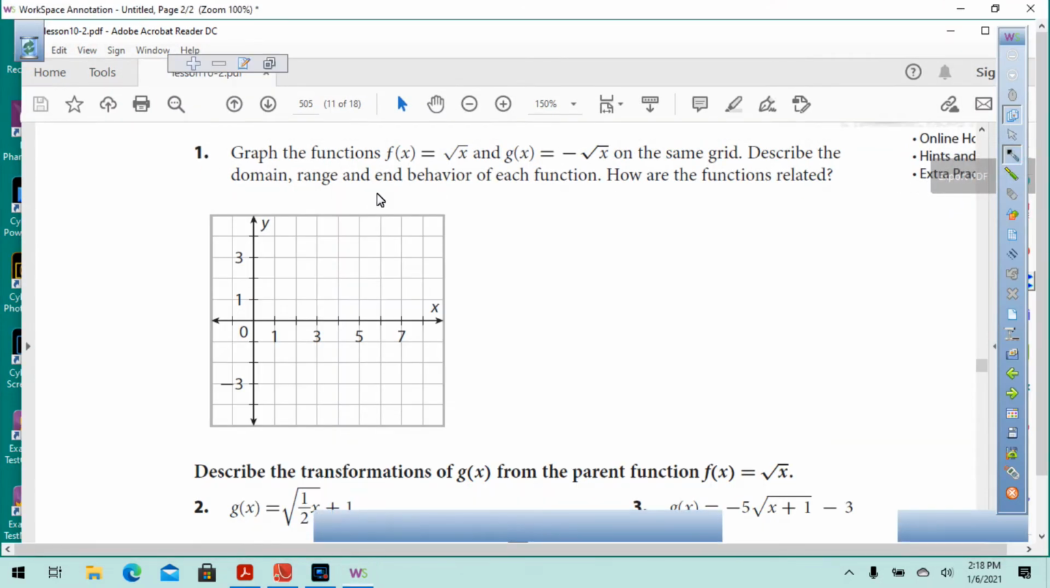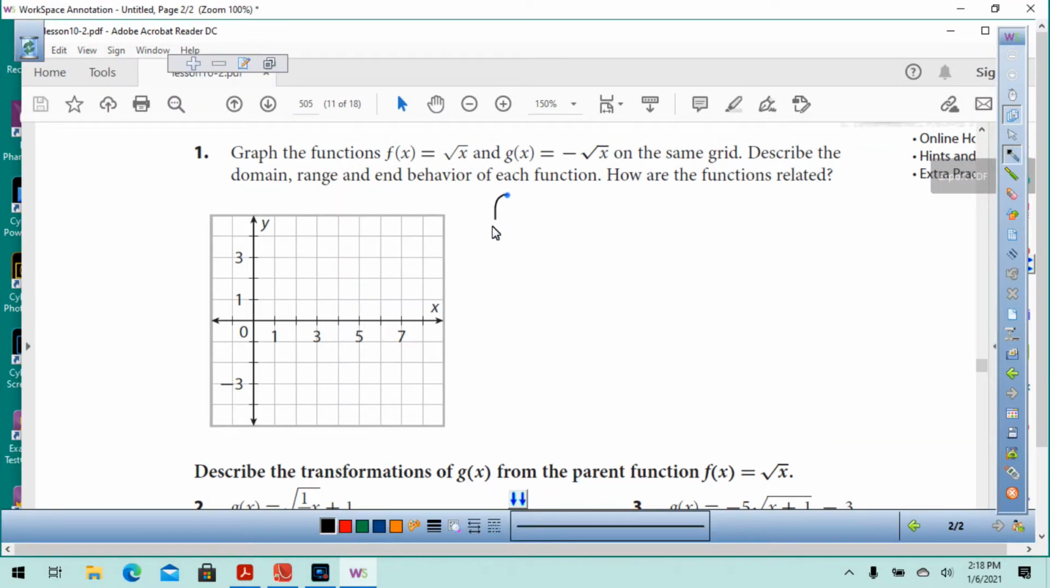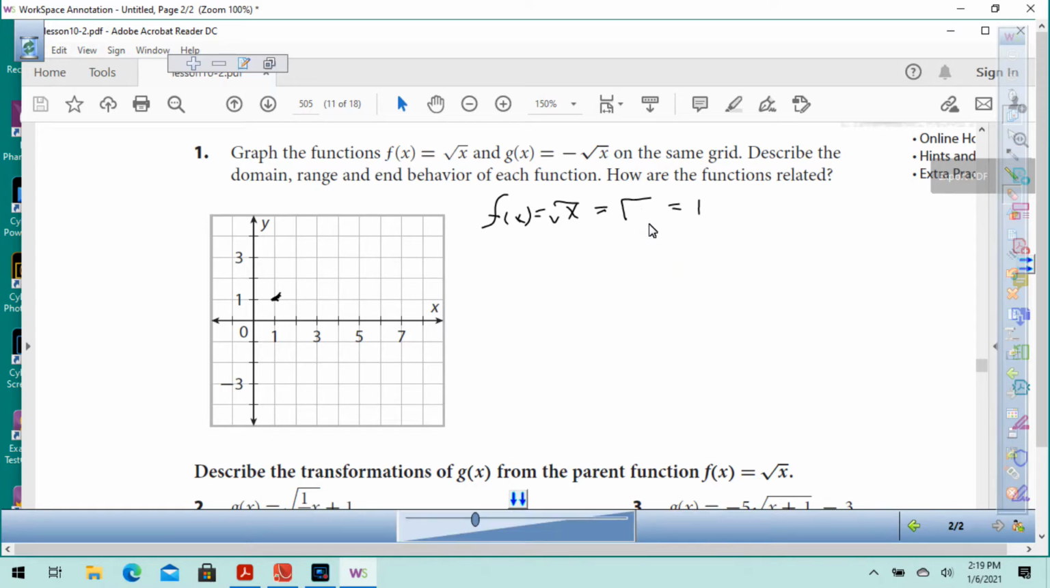There we go. So f of x equals the square root of x. So what if we put a 1 in there? What's the square root of 1? That would equal 1. So x is 1, y is 1. And then let's put in a 4. What's the square root of 4? Well, the square root of 4 is 2. So let's go to 4 and then 2. And we get the pattern. So it's going to look something like this right here.